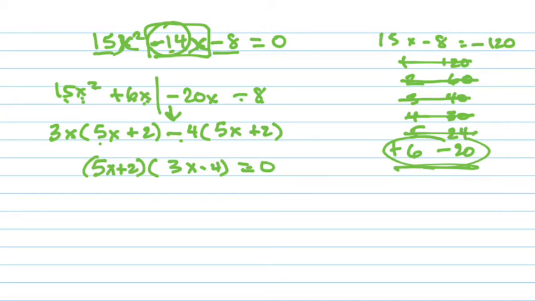Okay. Now I'm just going to take each one of those factors and set each factor equal to what? 0. So I've got 5x plus 2.